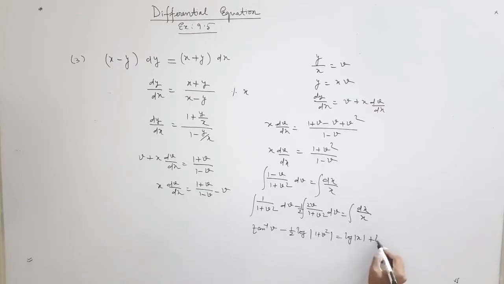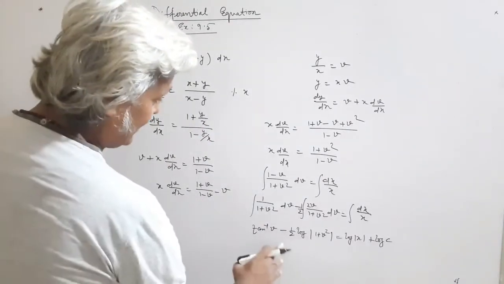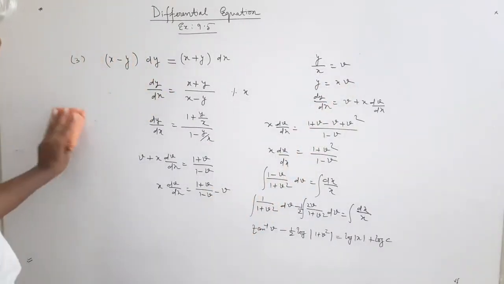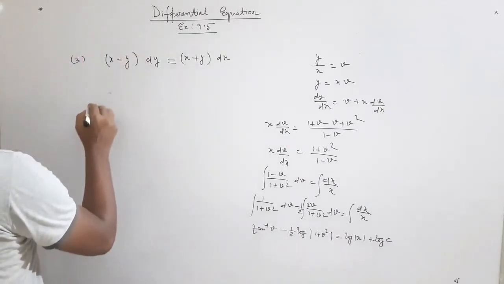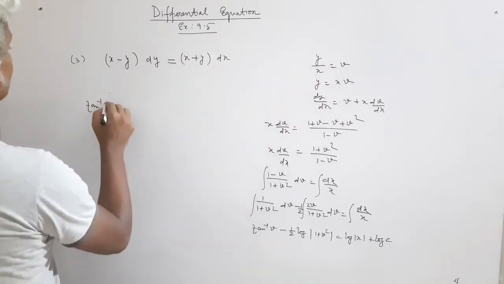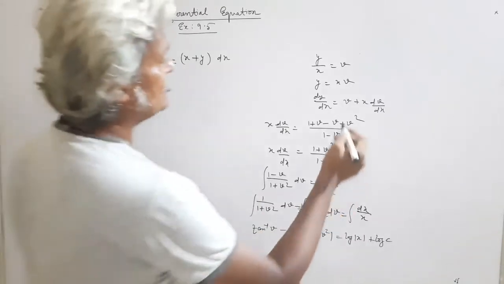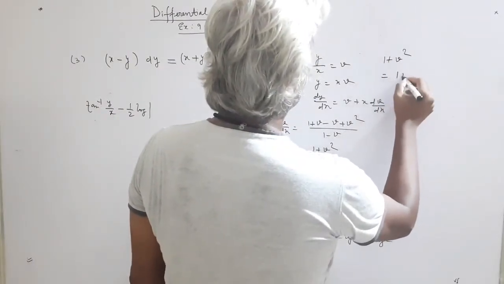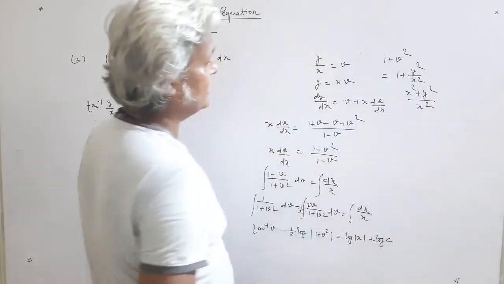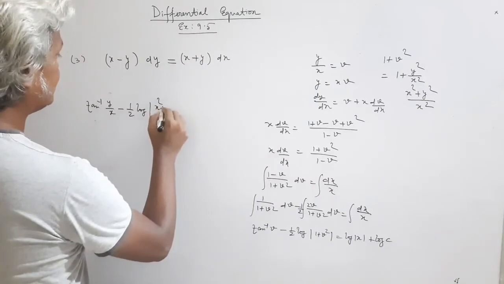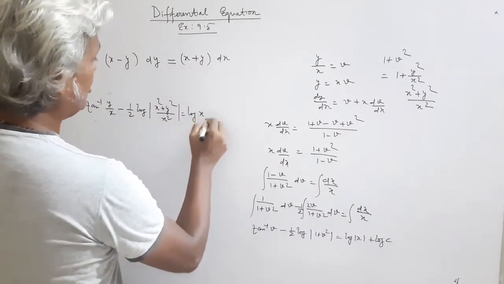So there are already two log terms, so I will introduce the constant also as log c. This is not the final answer, because I have to substitute v as y by x. So I need space, so let me get rid of this part. Okay, so here we have tan inverse v. We can write this as tan inverse y over x, minus 1 by 2 log 1 plus v square. You see, 1 plus v square is 1 plus y square over x square, and that is x square plus y square over x square. So here we write x square plus y square over x square. This is log x plus log c.